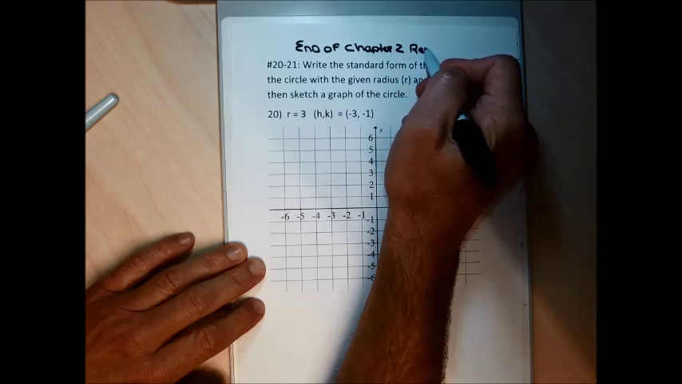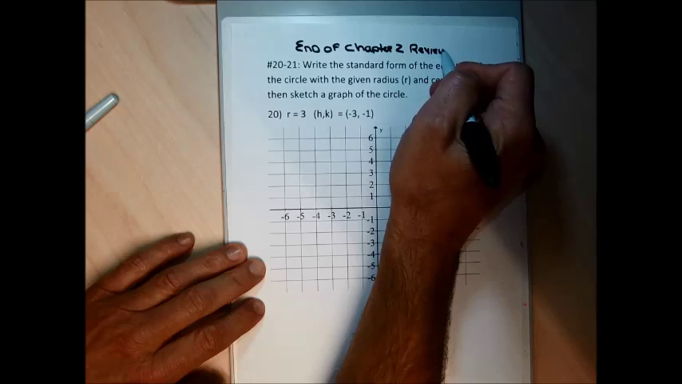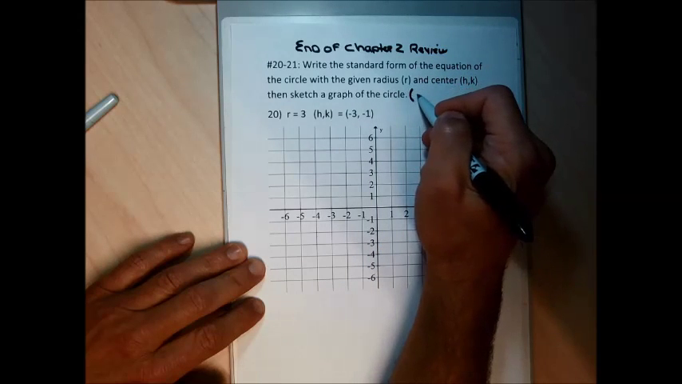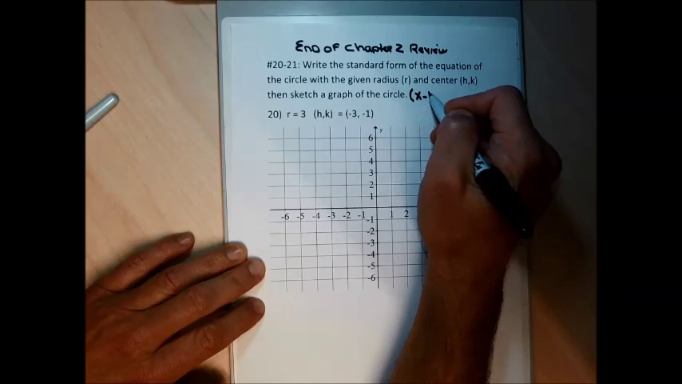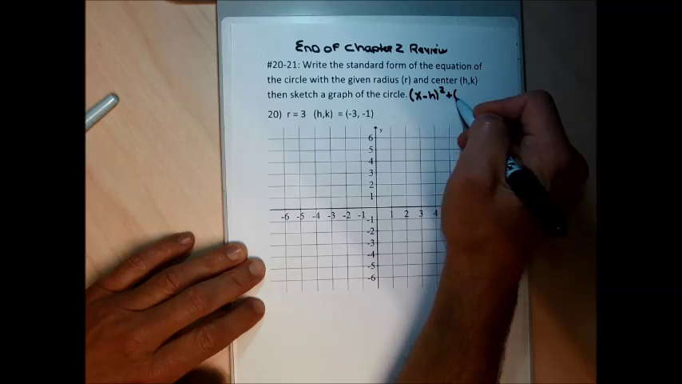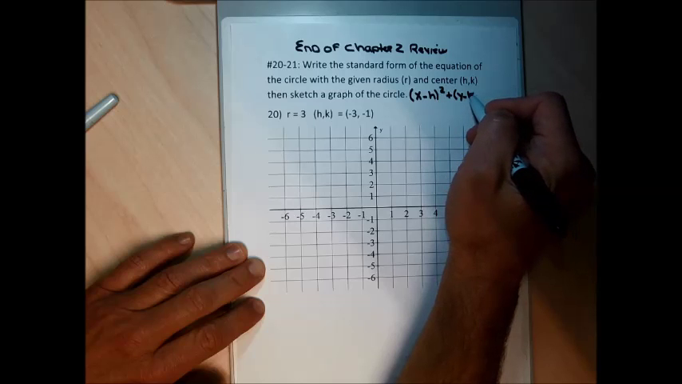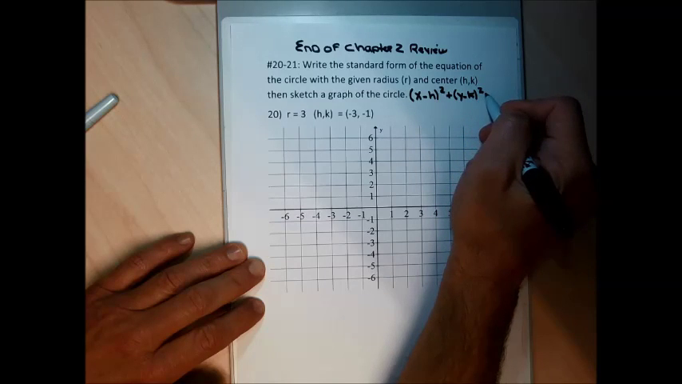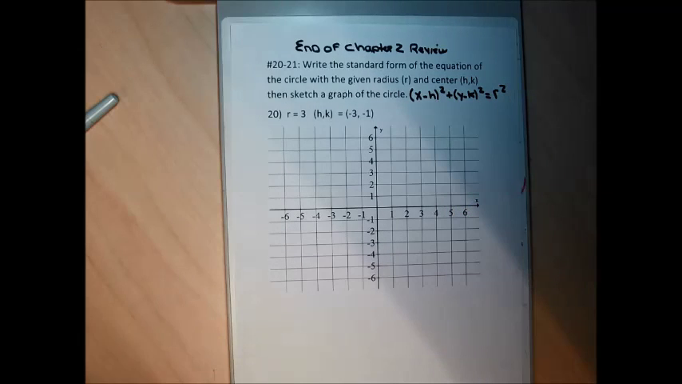If you don't get to use a note card on the test, then you're going to have the standard equation memorized for a circle. That's (x minus h) squared plus (y minus k) squared equals r squared. Of course, if you turn in your homework on time, you could use a note card. You could write that on your note card.